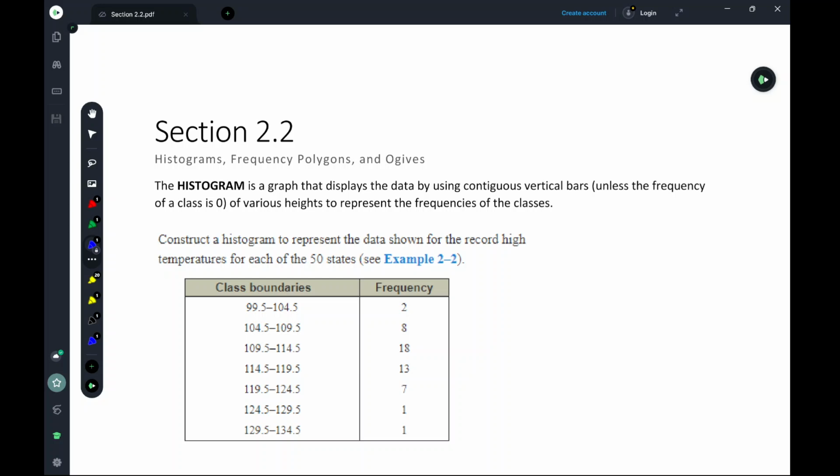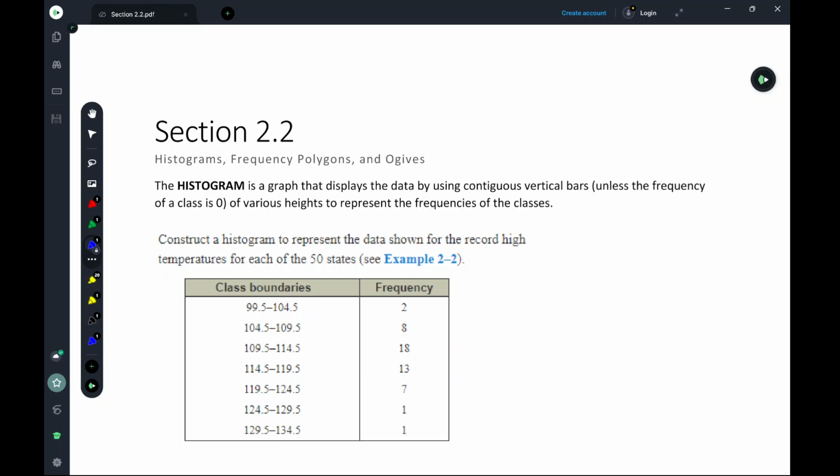The first of these visual displays of data that we're going to take a look at is called a histogram. The histogram is a graph that displays the data by using continuous or contiguous vertical bars, unless the frequency of a class is 0, of various heights to represent the frequencies of the class. So let's take a look at an example.